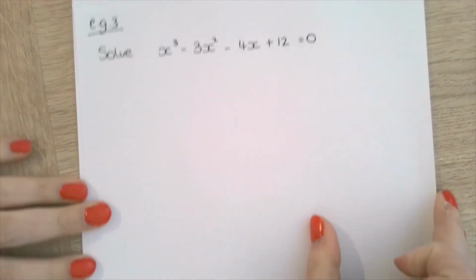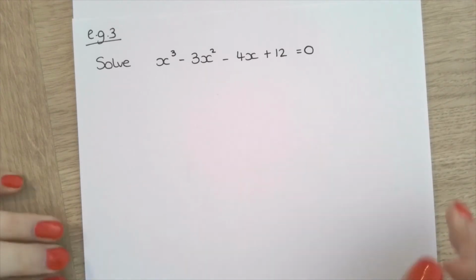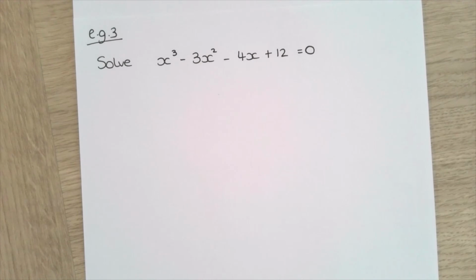Solve x cubed minus 3x squared minus 4x plus 12, which is equal to 0. I'm not given any factors or anything for this question. What I am going to do is use the factor theorem to find a factor of this. Then I'm going to do the long division to find the factors to then solve, as I showed you earlier. Choice is yours. You can listen to me or you can pause the video and give it a go yourself.